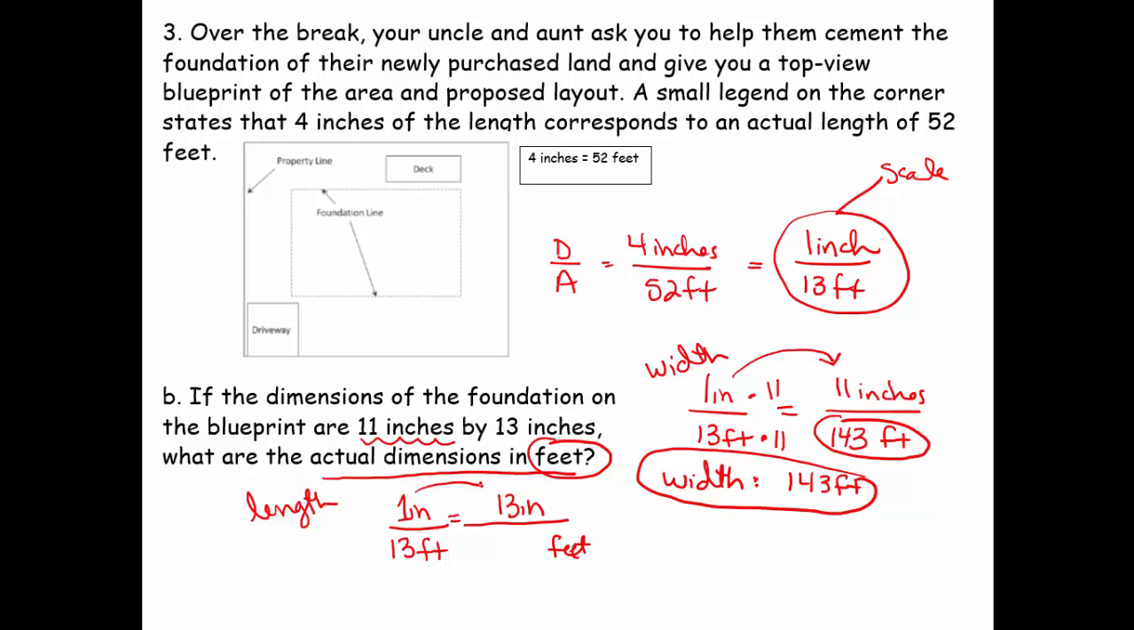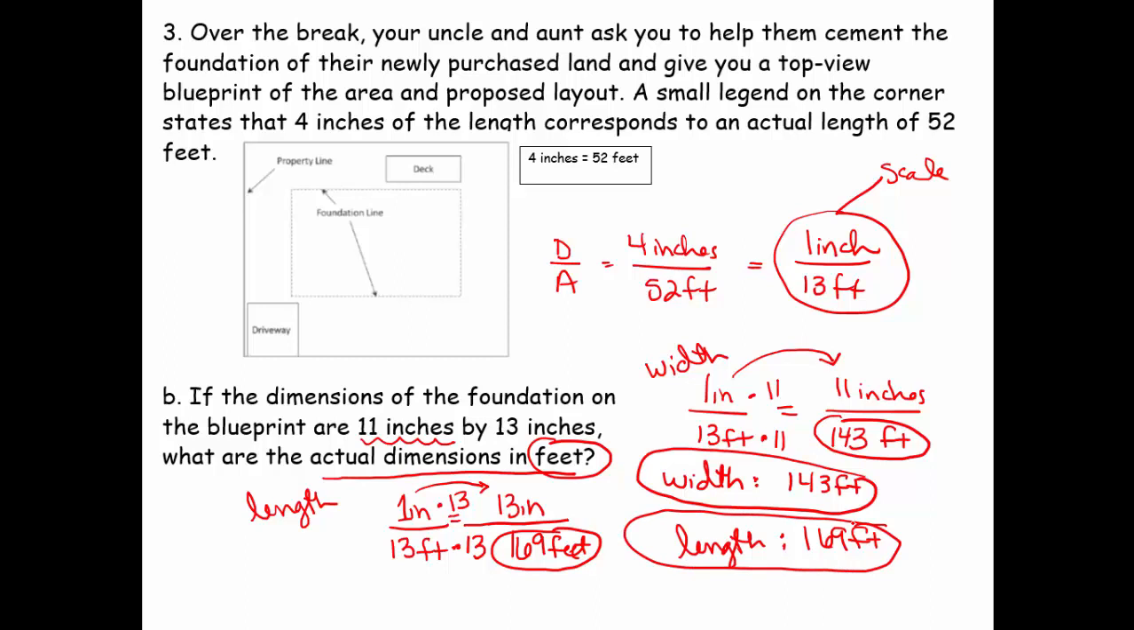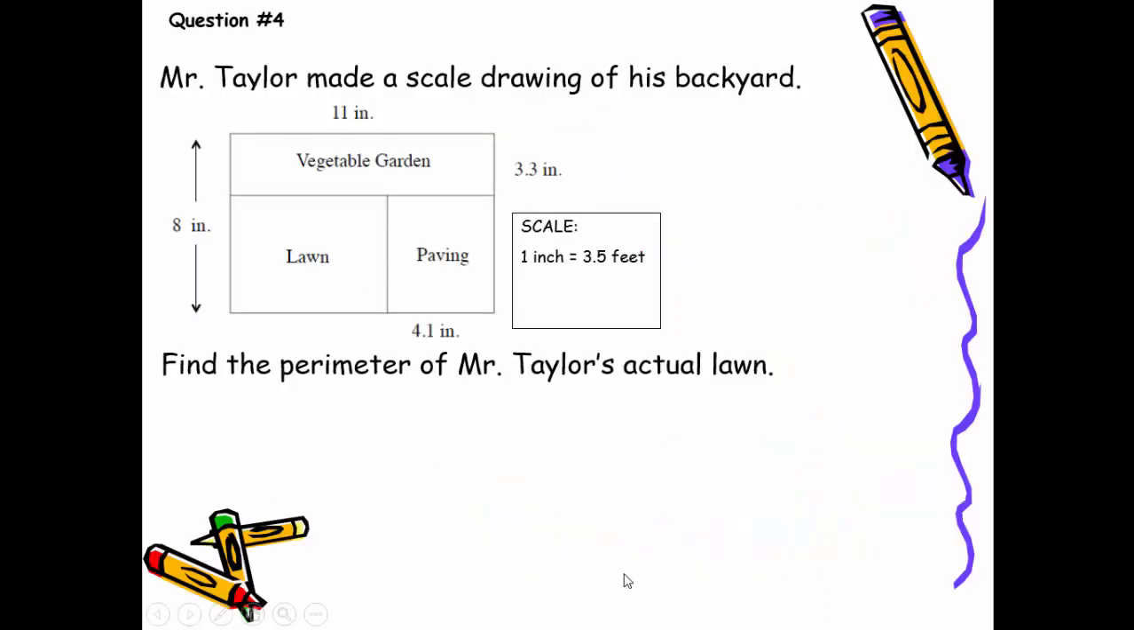I just take a look at my numerator. How do I get from 1 to 13? Oh, it's an equivalent ratio. I simply multiply 1 by 13. I'm going to multiply the numerator by 13. I'm also going to multiply that denominator by 13. 13 times 13 is 169. That tells me the actual length is 169 feet. And there you have it. There's your dimensions of the actual.